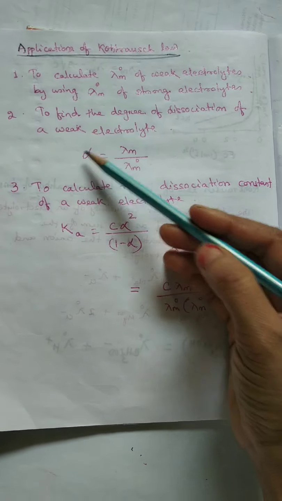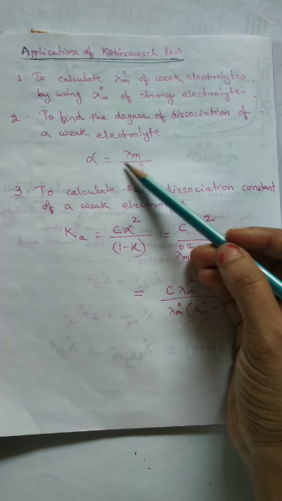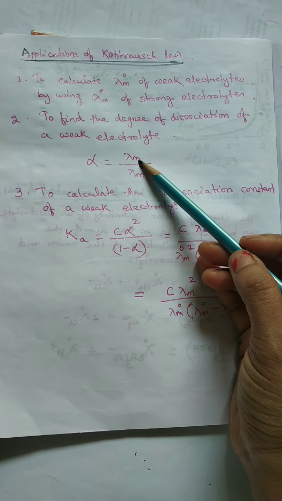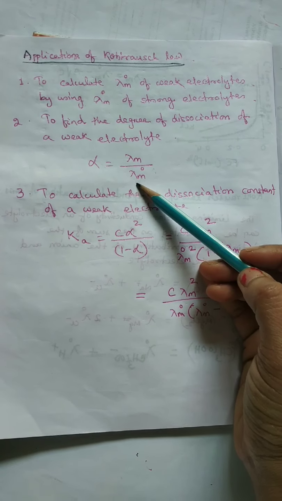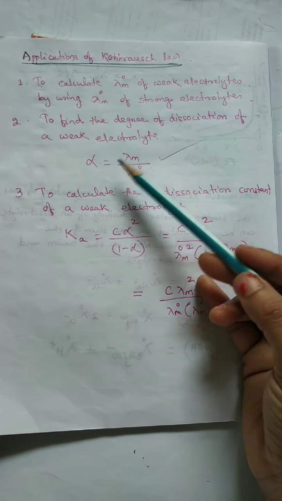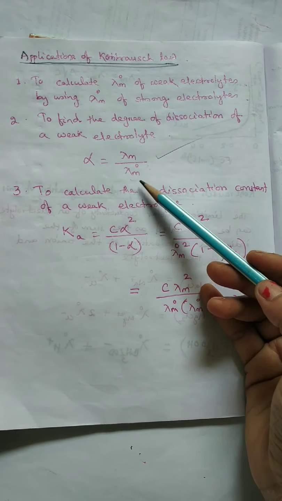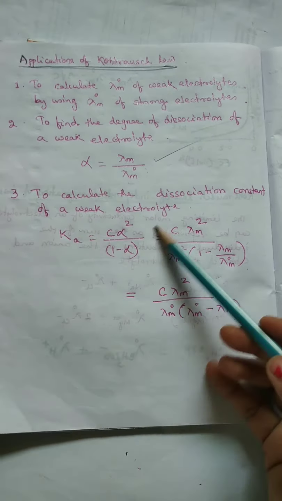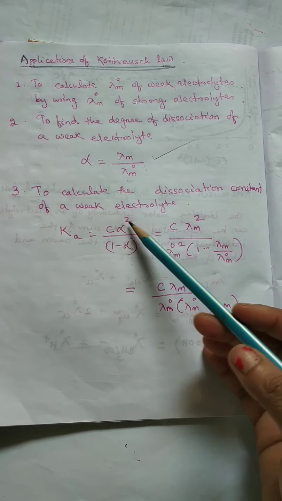We know that the degree of dissociation is the molar conductivity of the weak electrolyte divided by its limiting molar conductivity. So this formula will be used to calculate the degree of dissociation alpha of a weak electrolyte. Third, to calculate the dissociation constant of a weak electrolyte.